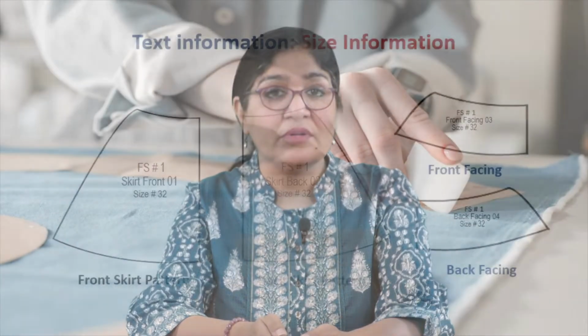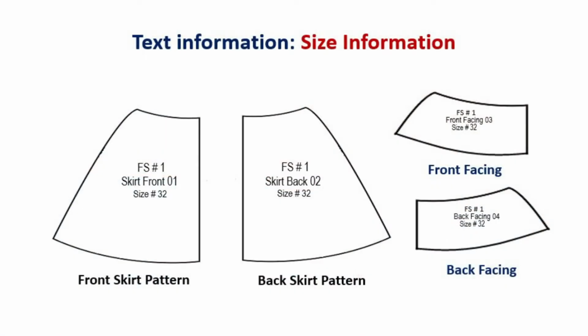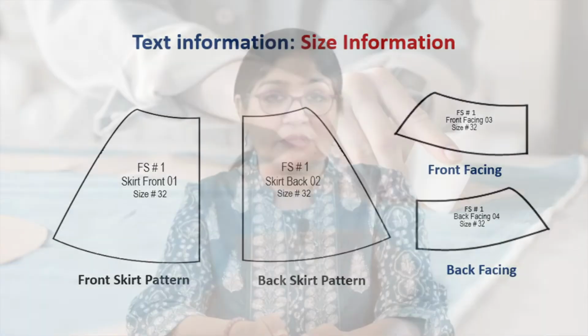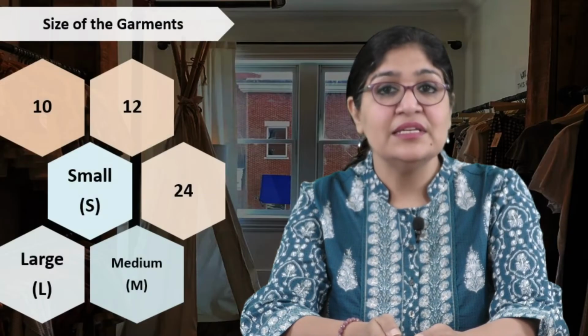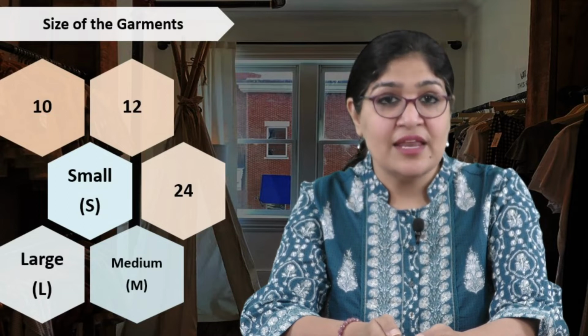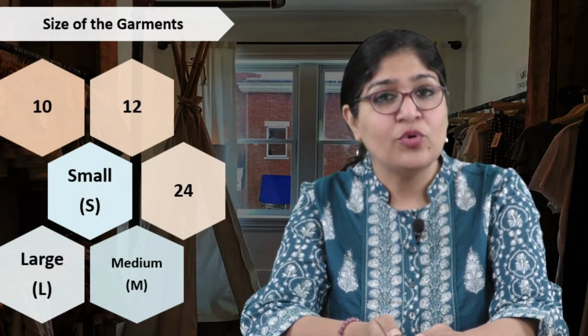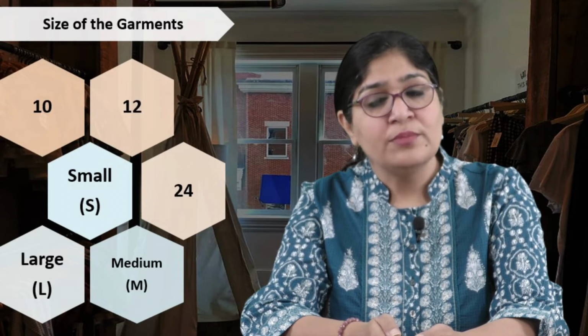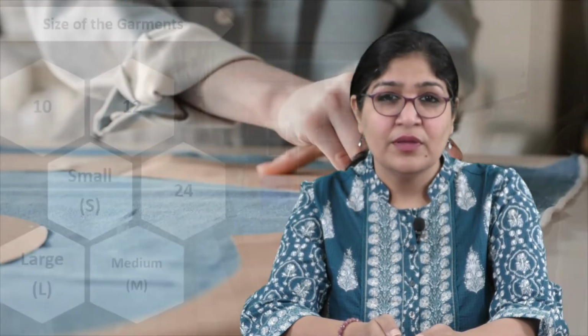Another important written information relates to the size of the garment. Size is indicated as size 10, 12, 24 or small, medium, large, etc. In our case, the size is mentioned as size 32 according to the waist size. Size information is also mentioned in each of the pattern pieces.